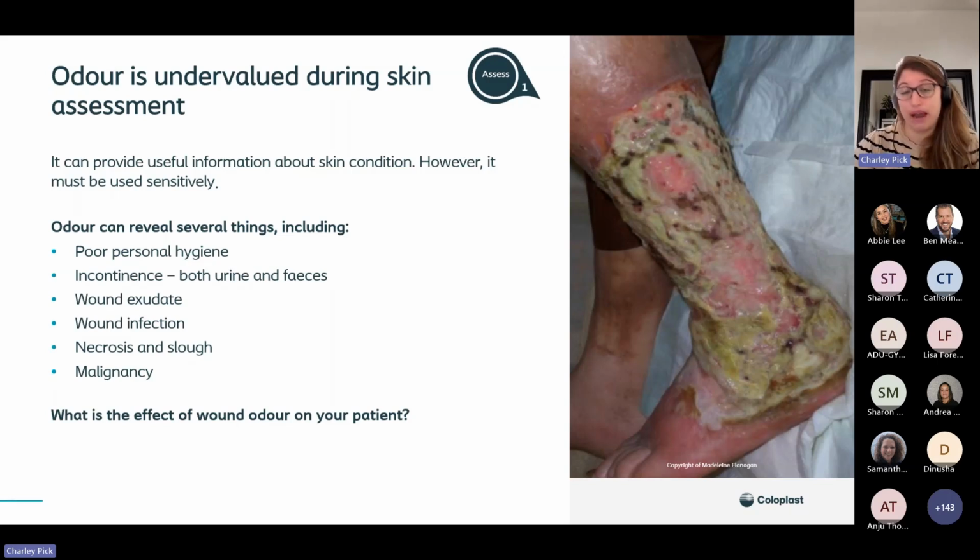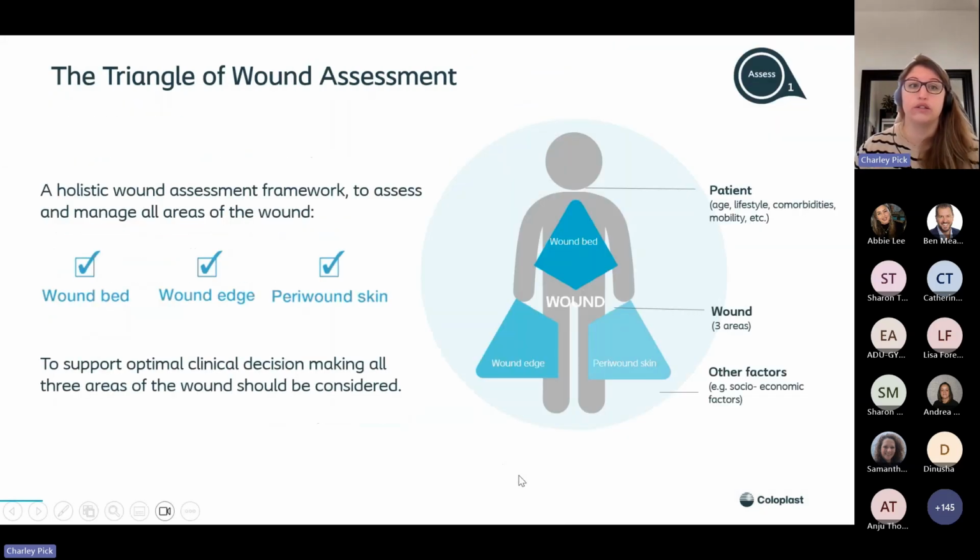Now, how embarrassing is that for your patients? For my patient, they were absolutely mortified and stopped going out to meet their friends. And so that has that knock-on effect for their mental health as well. So really think about how the odour can affect your patients.